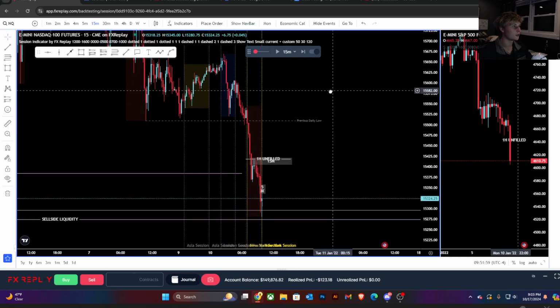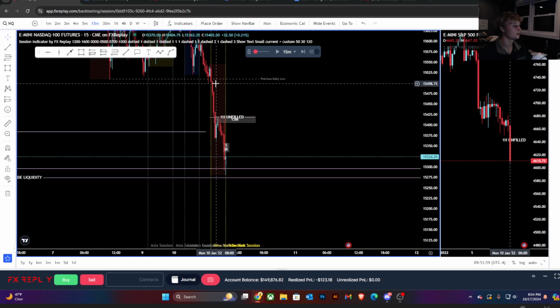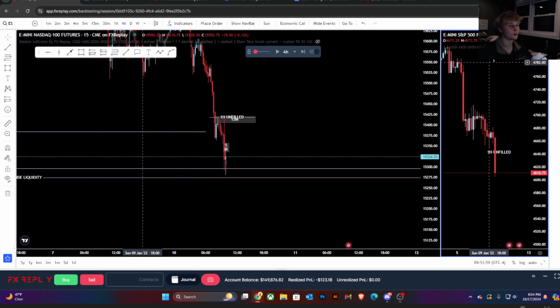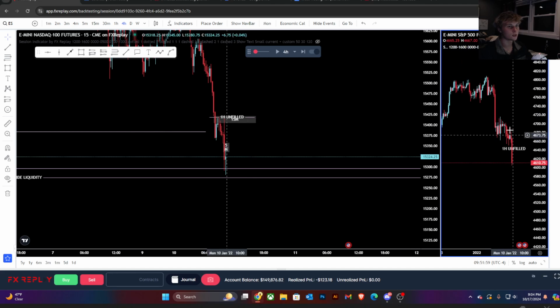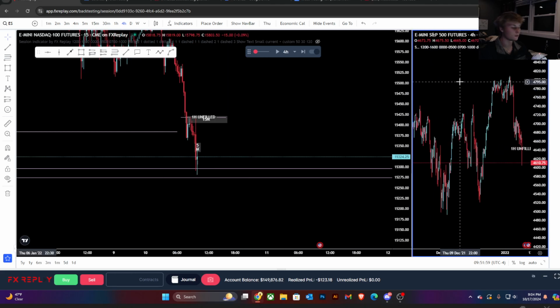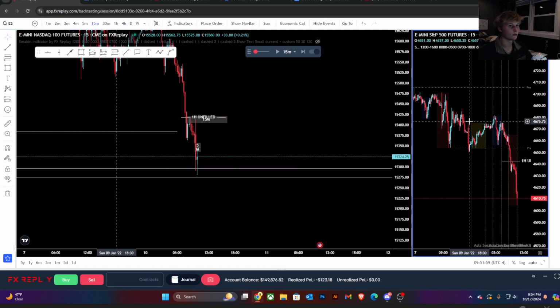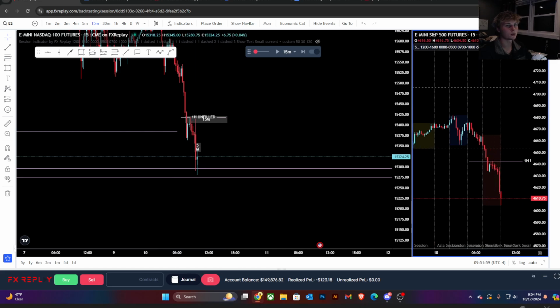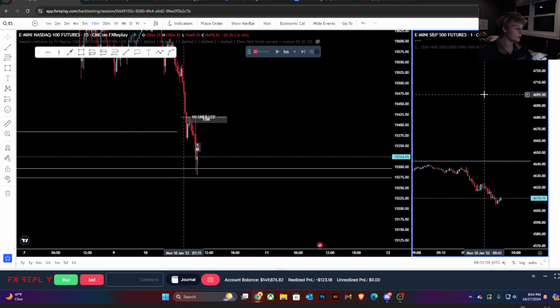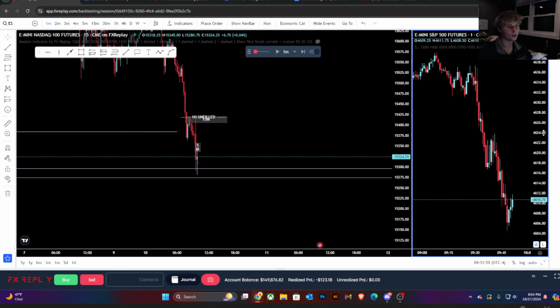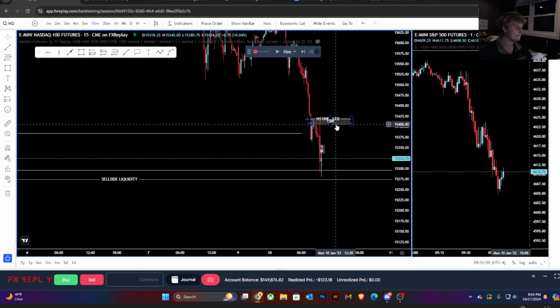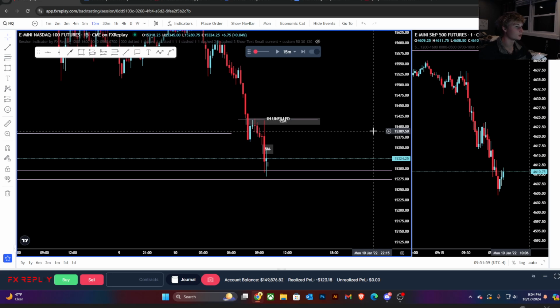Previous day's high is all the way up there. But yeah, let me look at ES as well. Sessions. Yeah, we're just super far away from any session right now, so I guess that's why I forgot to do that. But yeah, I do still want shorts here.